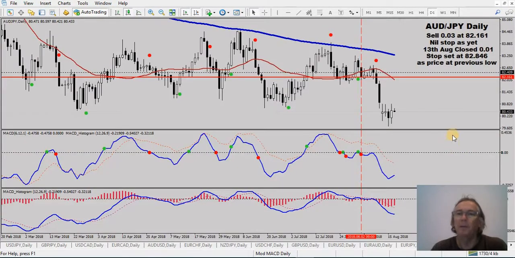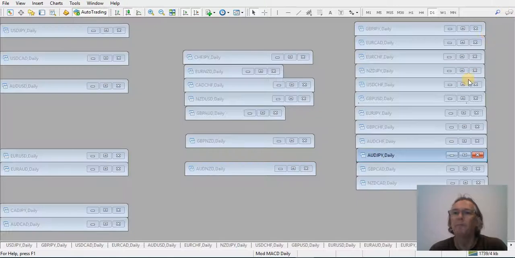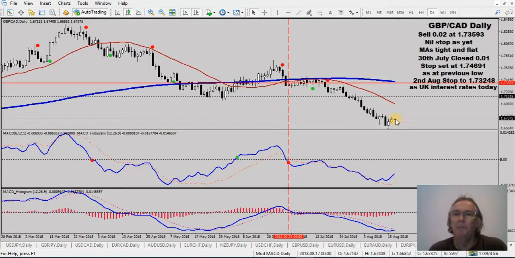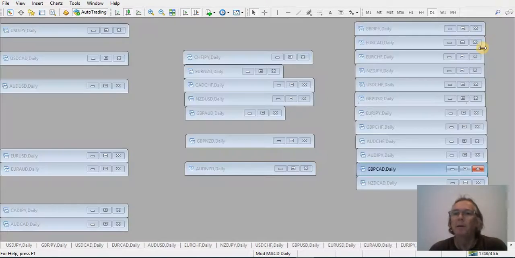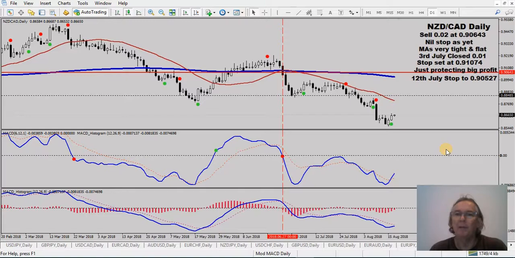And the same can be said about the Aussie yen. I closed another 0.01, the bullish candle yesterday, and stop moved down to 82.409. Pound CAD in a sell back here, just moved my stop down this morning to 1.71215, just locking in some profit. And New Zealand CAD is the last one, another one that I'm going to sell back here, stop moved down to 0.88485, again just locking in profit.